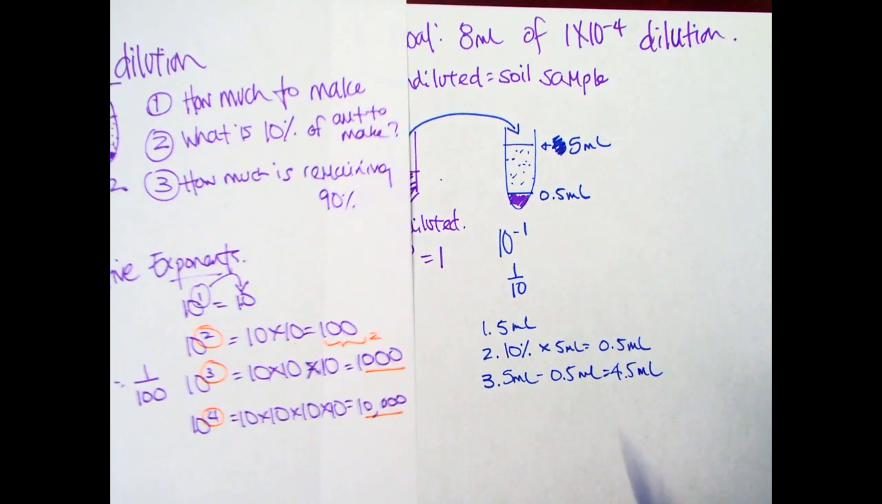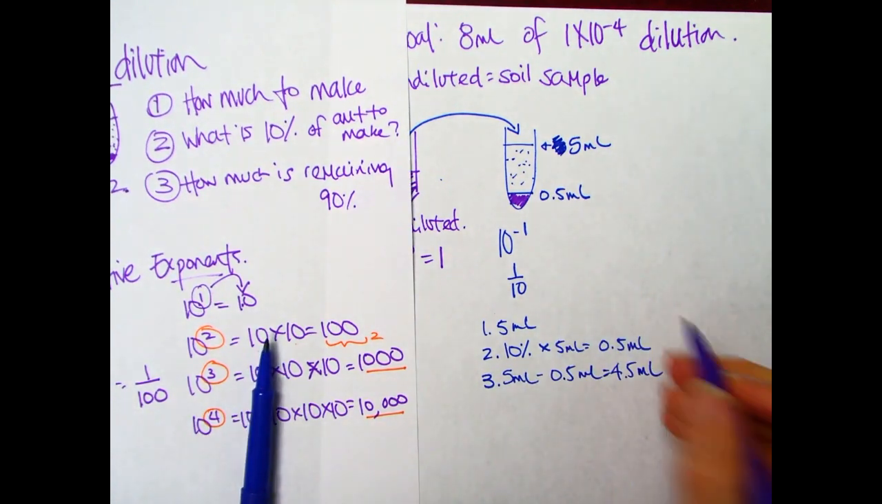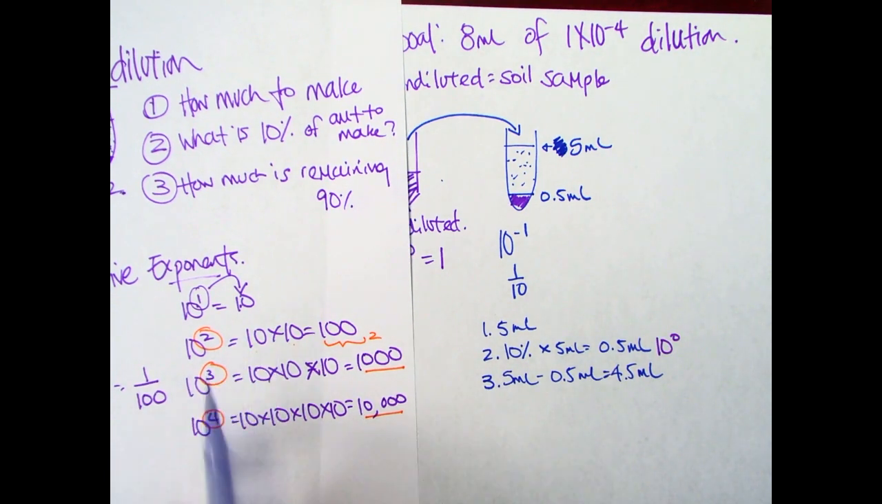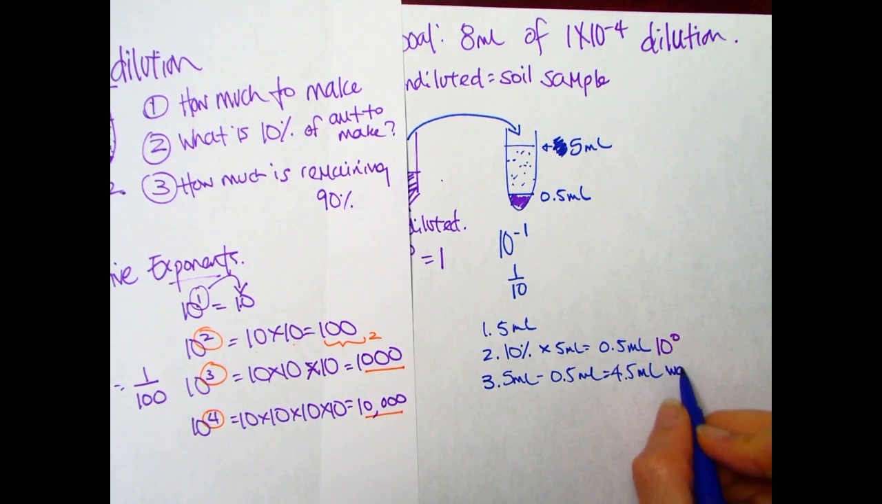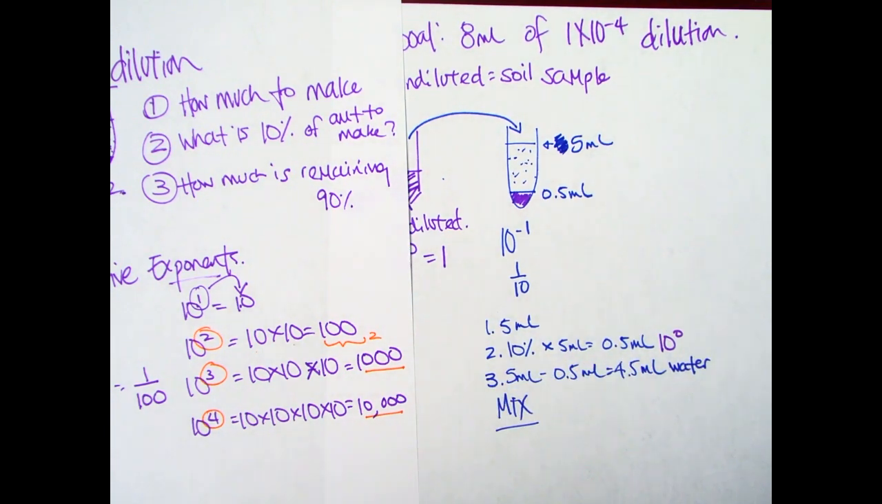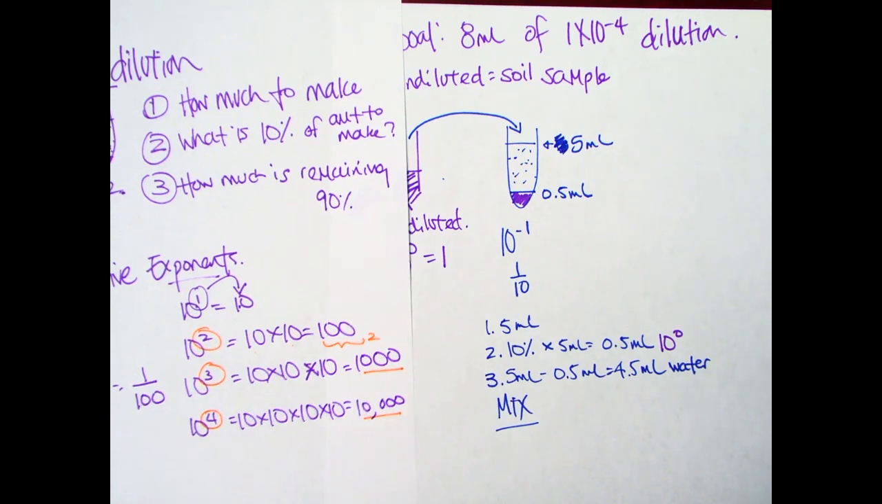Okay, so to make this tube, we're going to have to move over 0.5 mils from the undiluted, and then we're going to add 4.5 mils of water. Then we're going to mix it up really good. Okay, so that's how we get our first 1/10 dilution.